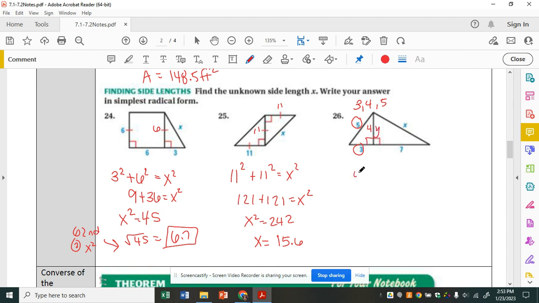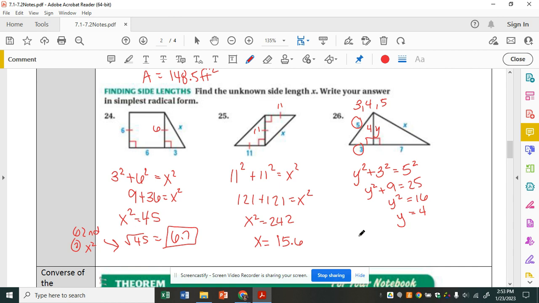Y is going to be one of my legs, so I would do y squared plus 3 is my other leg, so 3 squared equals my hypotenuse squared. I'd get y squared plus 9 equals 25. Subtract the 9 and take your square root, you'll still get that y is equal to 4. Now that I have this side, now I can go figure out what the x is.